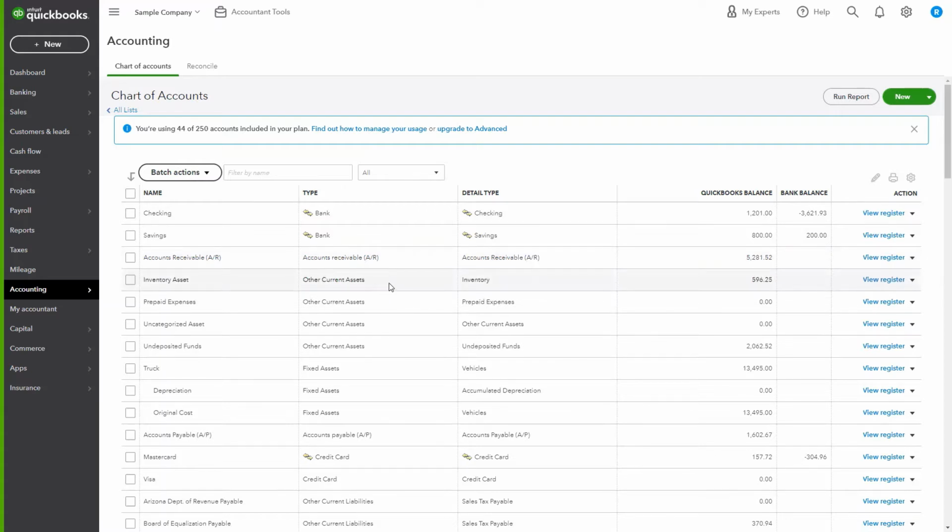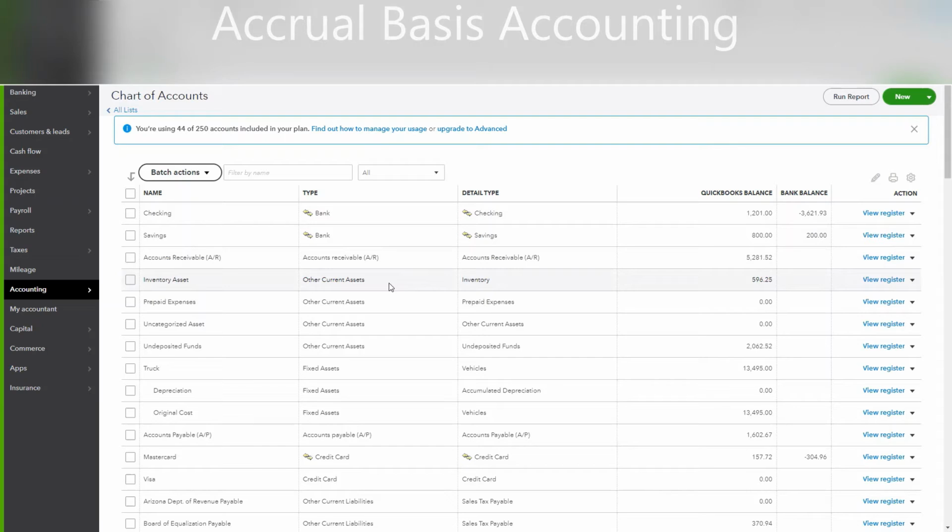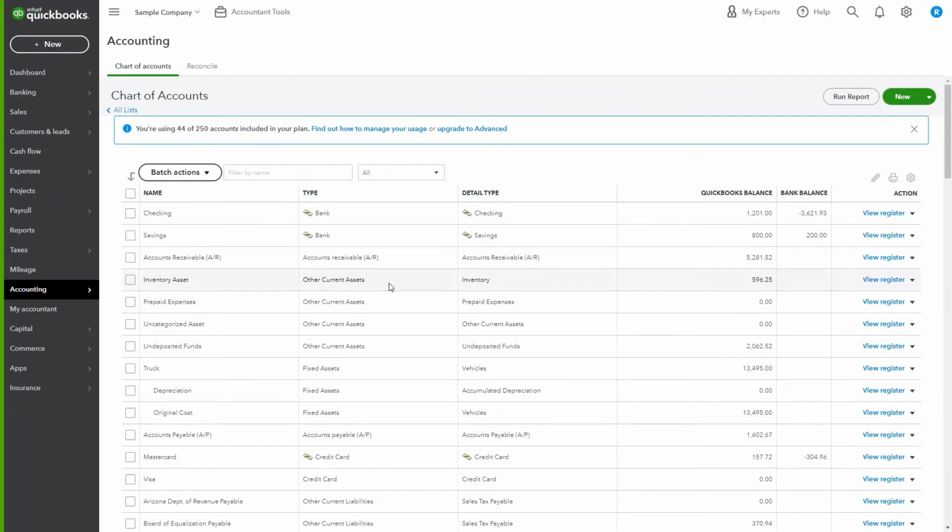Then we have inventory. So inventory is used by businesses who hold inventory. Just a quick note here, if your business has inventory, you must use accrual basis accounting. And we're going to talk about that in just a second. Next, we have prepaid expenses. Again, this is for businesses that use accrual basis accounting. Let's stop here real quick and discuss the differences between accrual accounting and cash accounting.